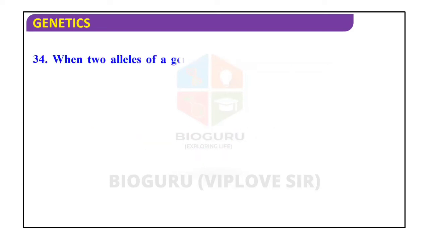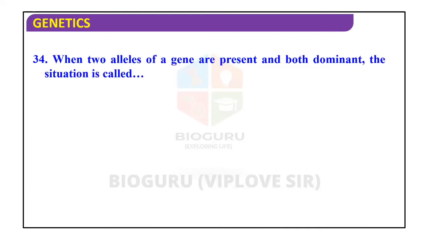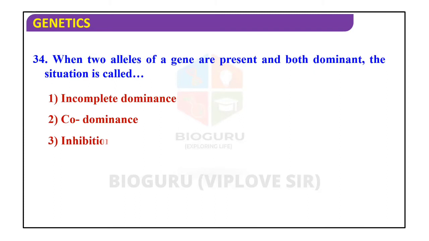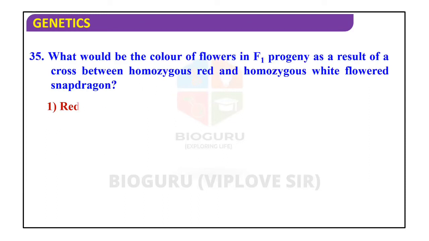When two alleles of a gene are present and both are dominant, the situation is called incomplete dominance, codominance, inhibition, or segregation. It is codominance. That's good. Now, what would be the color of flowers in F1 progeny as the result of a cross between homozygous red and homozygous white flowered snapdragon? Red, white, red and white, or pink? Yeah, it is pink. That's good.